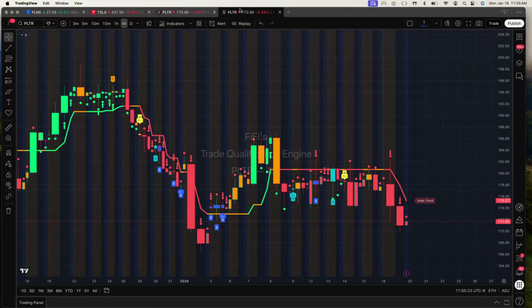If you look over here as well, on the bottom, this printed a B, this printed a B. It didn't validate, didn't validate. This one validated because this one closed over the top wick over here.